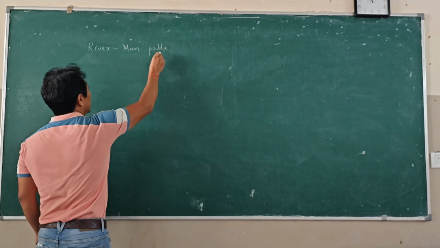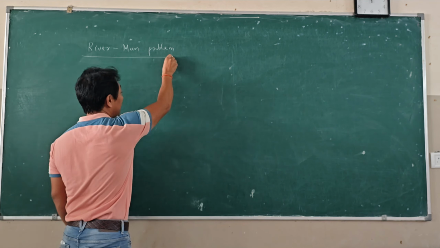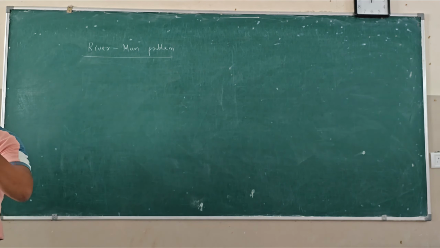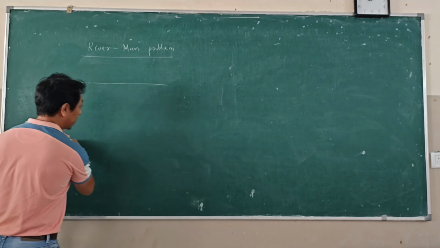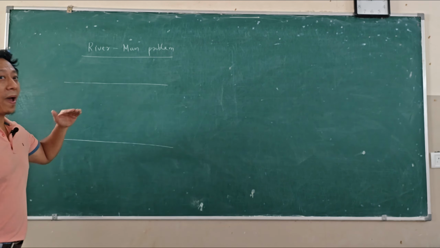First, let me give you the main theory, then we can solve some questions, and then we have some very good questions. Okay. So let's say this is your river and these are the two banks.